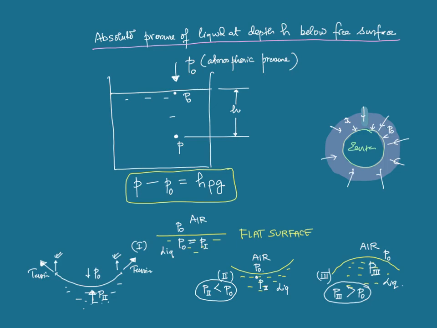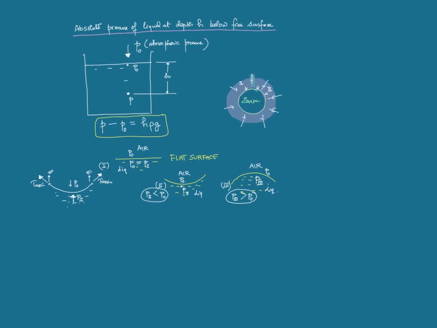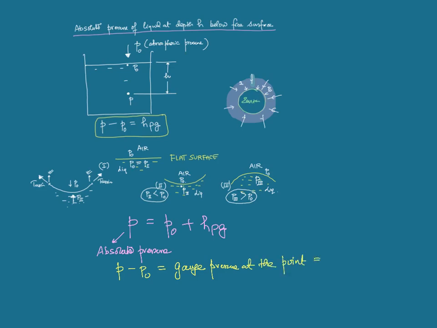By the way, we know that for a flat surface it works like this. So we can write P minus P naught equal to h rho g. So P, the absolute pressure, is equal to atmospheric pressure plus h rho g. Now, this term P minus P naught is known as gauge pressure. So the gauge pressure at the point is obviously equal to h rho g.